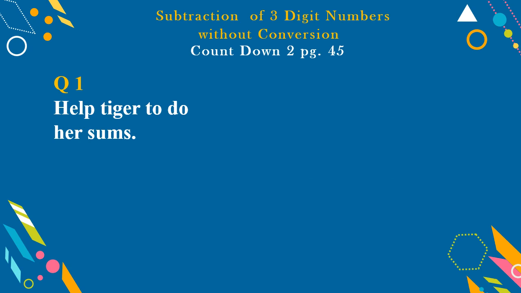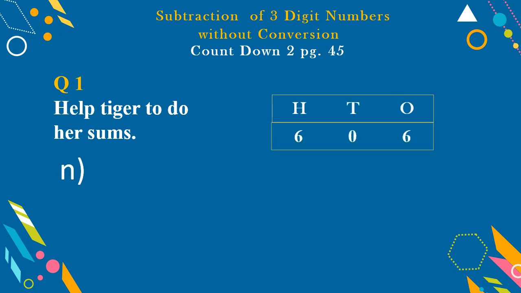Page 45, question 1. Help Tiger to do her sums, part N. 606 minus 102. Start subtraction from the ones column. In the ones column, 6 minus 2 equals 4. So write 4 in the ones place of the answer. In the tens column, we have 0 minus 0. So we write 0 in the tens place of the answer.